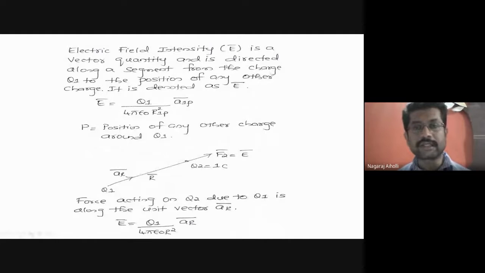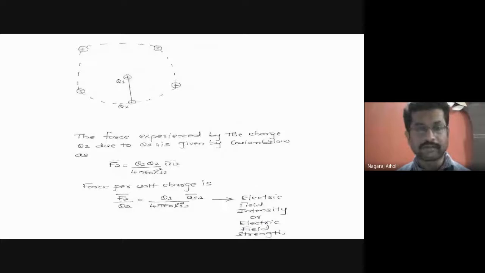This is denoted as E bar. E bar is given by Q1 upon 4 pi epsilon naught R1P square into A1P bar. Then this P is nothing but the position of any other charge around Q1. It is the position of the other charges surrounding the Q1. For example, we can take this P as 2 here. If we are considering this charge Q2, we can take the P as 2, charge number second.